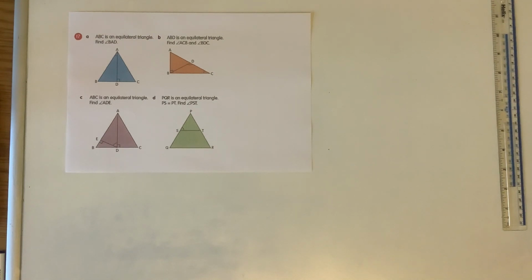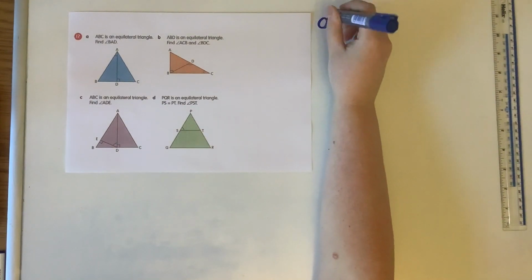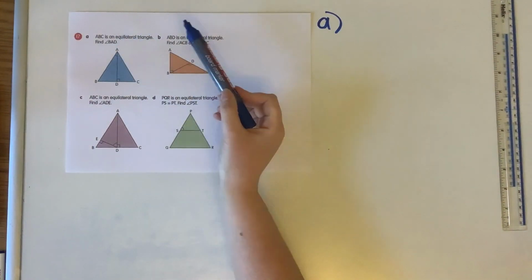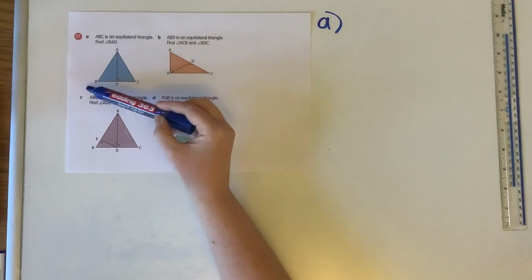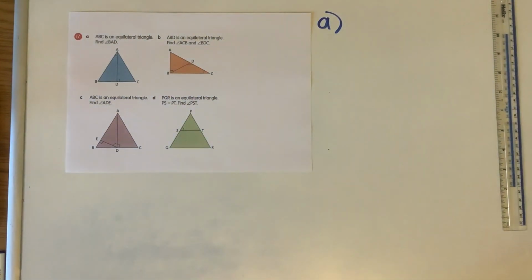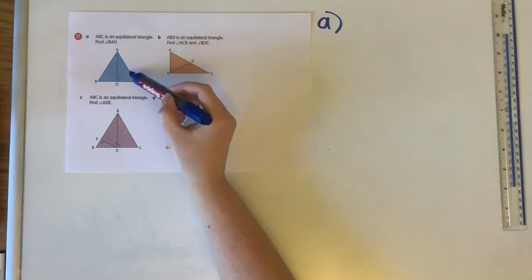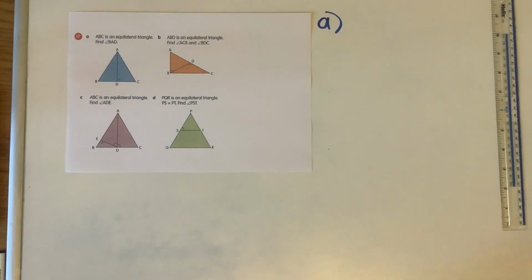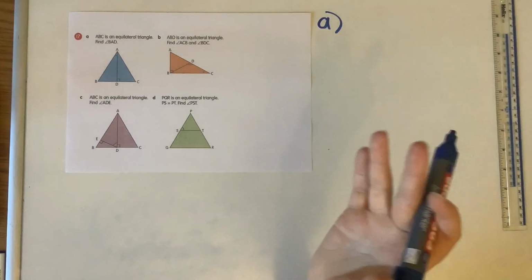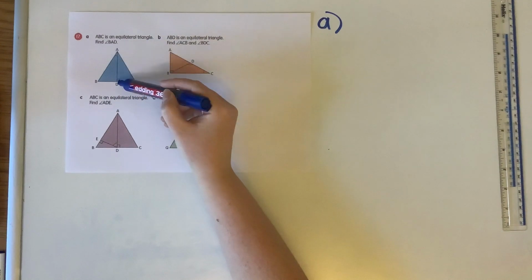Some of them can be a little bit confusing, especially with all of the letters, but it's just important that we break it down. Okay, so if we look at the first one, we're told that the triangle ABC, so the whole triangle, is an equilateral triangle. Okay, so that tells me that this angle, the whole angle there, and that angle equals 60 degrees because it's an equilateral triangle. Find BAD.